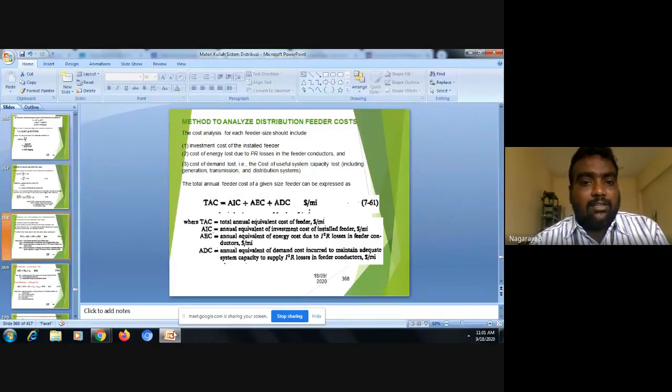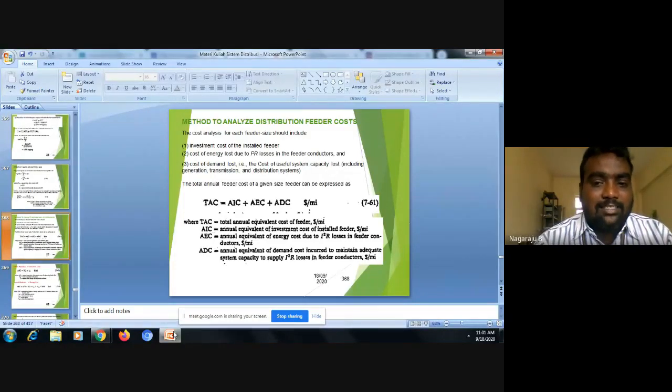The total annual cost of the feeder depends on the annual equivalent of the investment cost, as well as the energy cost due to the copper loss, as well as the demand cost incurred to maintain the adequate system capacity to supply I square R losses to the feeder conductor.